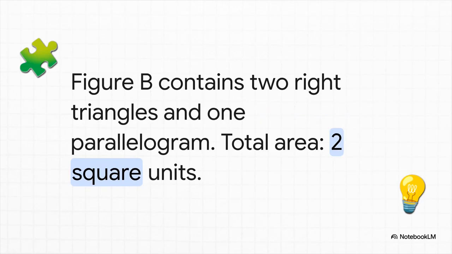All right, now for figure B. It looks kind of complex, right? But it's actually even simpler to break down. It's just 2 right-angled triangles on the ends and a parallelogram, you know, that slanted 4-sided shape in the middle. The 2 triangles together make 1 square unit. And the parallelogram is also 1 square unit. So the total area is just 2.